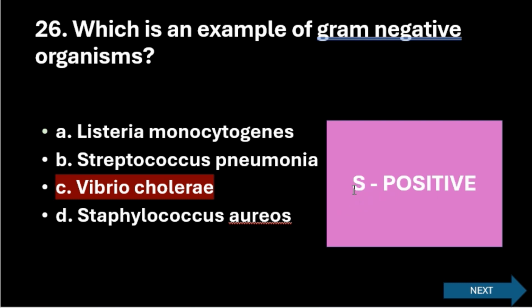Here you see all the options which have the letter S are positive. You observe here Listeria monocytogenes, that is, S is there. Streptococcus, Staphylococcus, so this S is positive, S positive. So you have to find a link like that to remember for the future. Vibrio cholerae is negative.